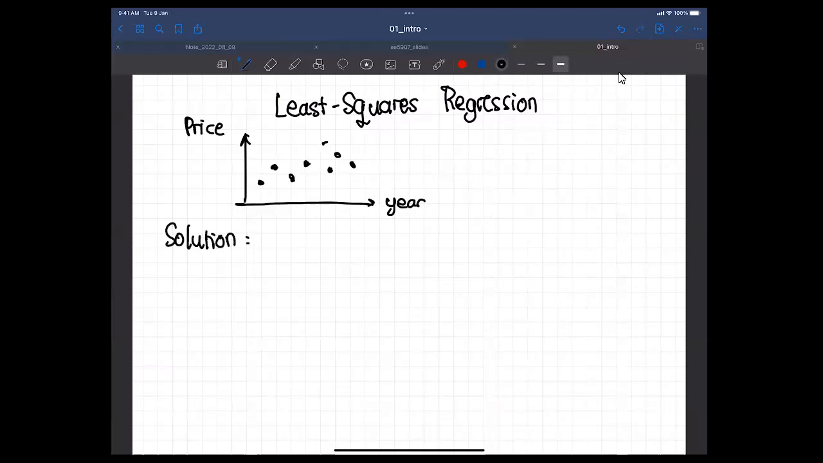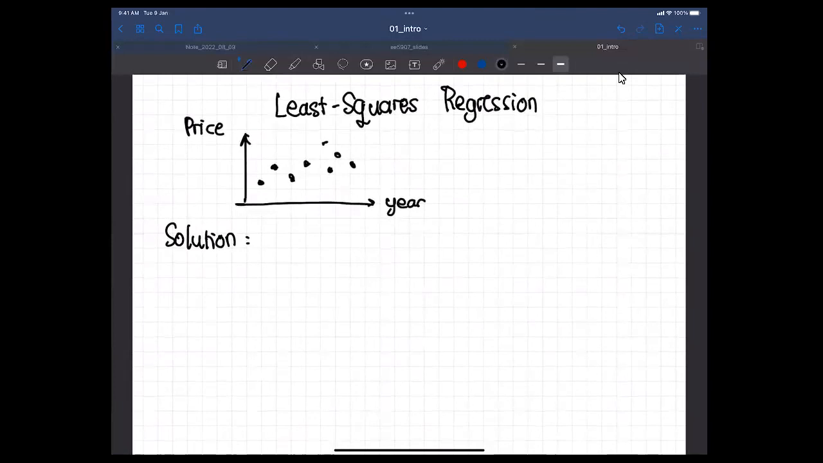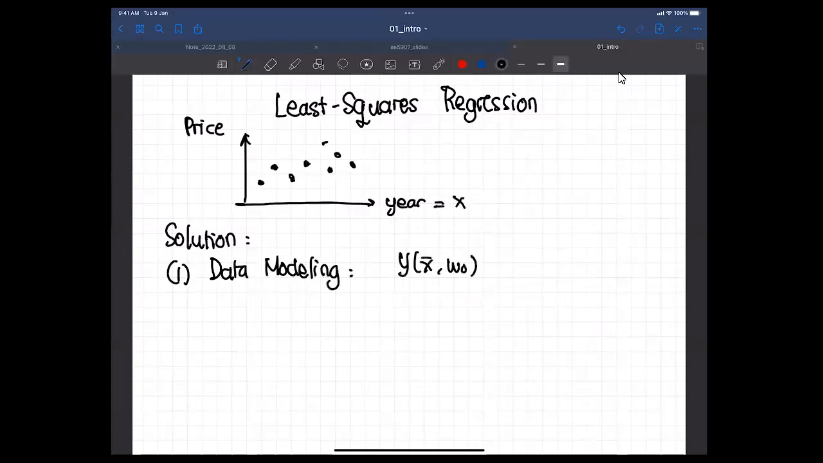Now, the solution for this, to make it simple, the price y exists here. So first, the step is called data modeling. In the data modeling, let's take something very, very simple for our early discussion, which is y equals w0. Don't worry about w0 and x. X is actually here. So you have many, many x's.